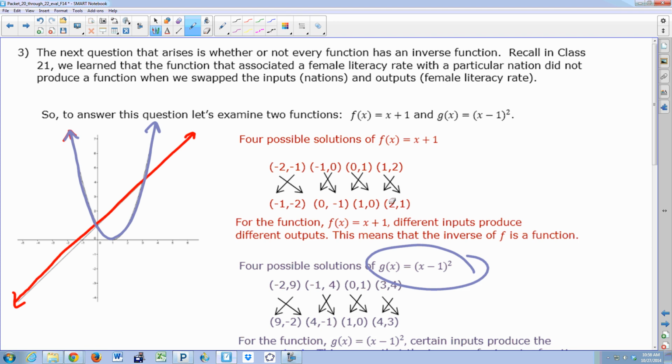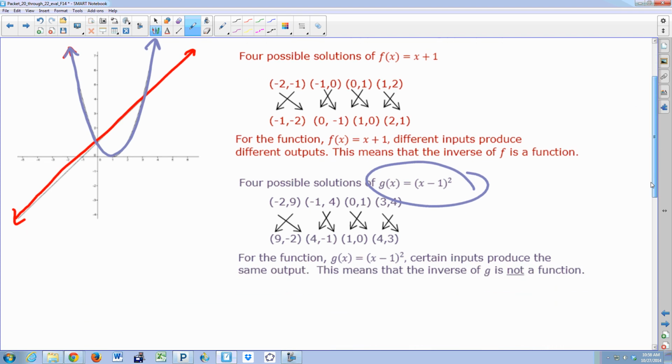Let's see if that holds true for our parabola. So we would say this straight line has an inverse. Right? Let's take a look at the parabola. For each input here, do we have one and only one output? Why not, Will? You're correct. So what is it that you see here that leads us into problems?